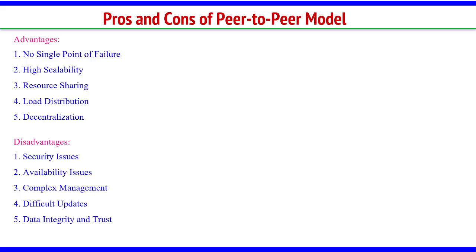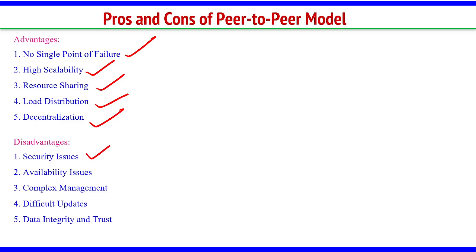Advantages: there is no single point of failure like in the client server architecture. It is highly scalable because adding new nodes is easy. Resource sharing is done, because all are connected to each other, so resources are shared. Load is also distributed. Decentralization: there is no central server, no central computer or machine which is taking care of everything.